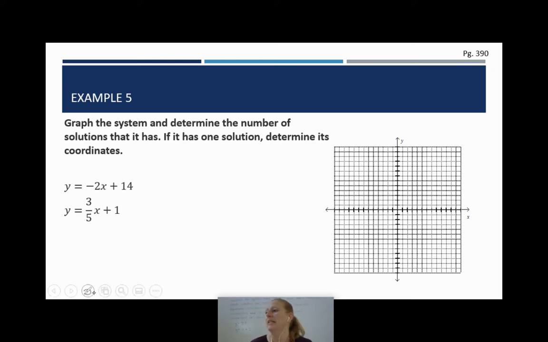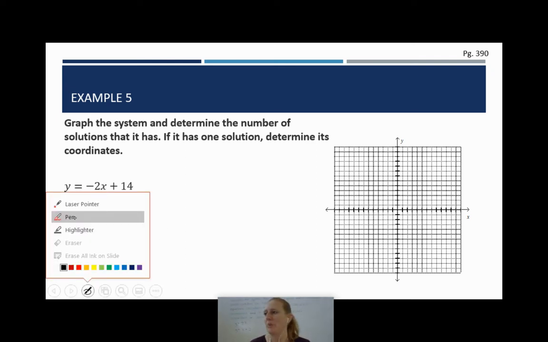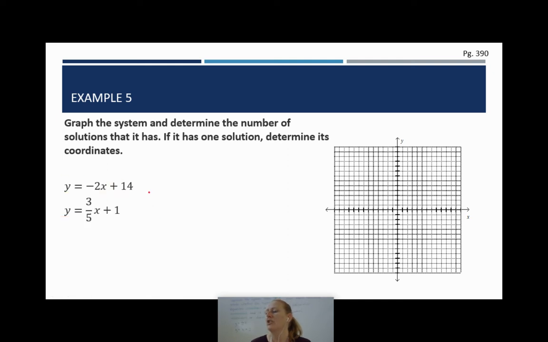All right, let's graph this thing, shall we? So I'm going to use my red pen to start off with. It looks like my y-intercept is at 14. Oh my gosh. 1, 2, 3, 4, 5, 6, 7, 8, 9, 10, 11, 12, 13, 14. I go off the graph a little bit, but you get the idea. My slope is negative 2 over 1 because it's rise over run, and in this case it's negative, so I go down. I've got to go down 2 over 1, make my next little point.